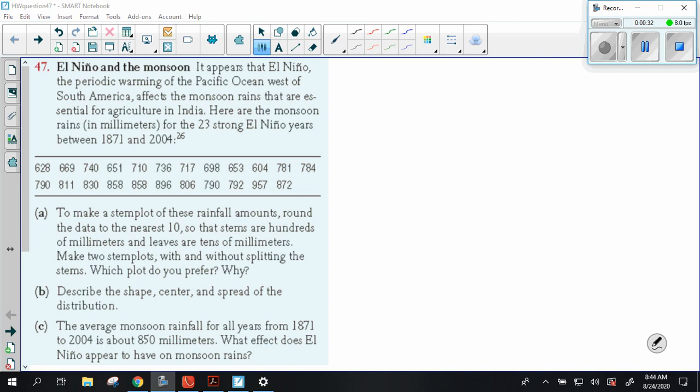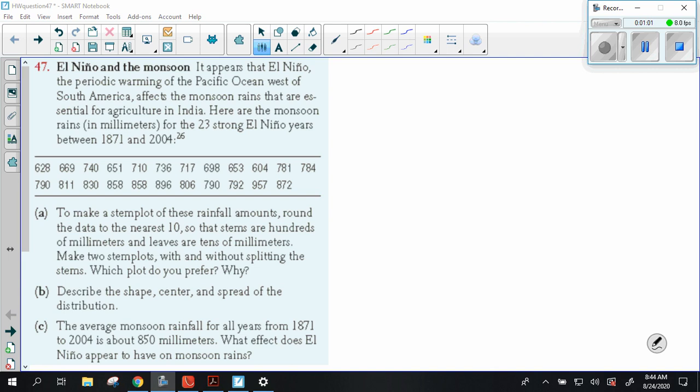We're talking about El Nino and the monsoon. I think you guys know a little bit about El Nino. If not, read that. We've got monsoon rains in millimeters for 23 strong El Nino years between 1871 and 2004. We're going to make a stem plot of these rainfall amounts. We're going to round the data to the nearest 10. So the stems are hundreds of millimeters and leaves are tens of millimeters.